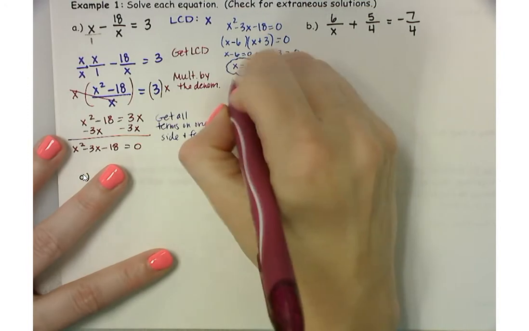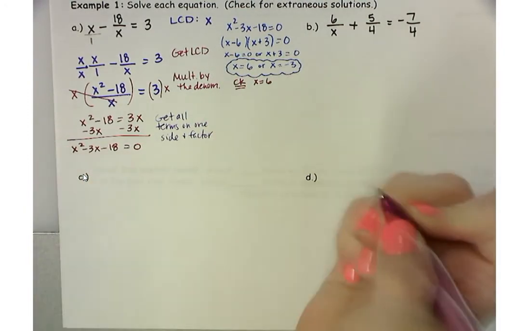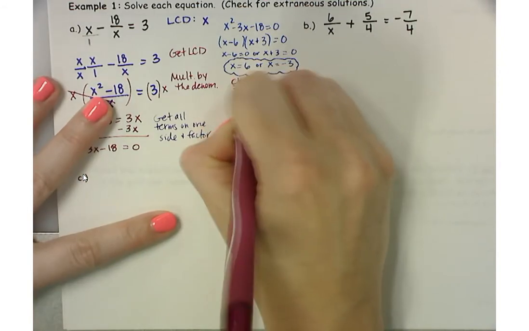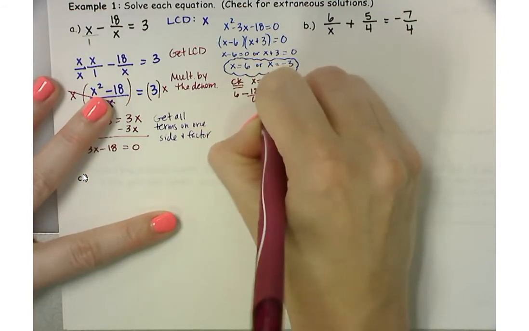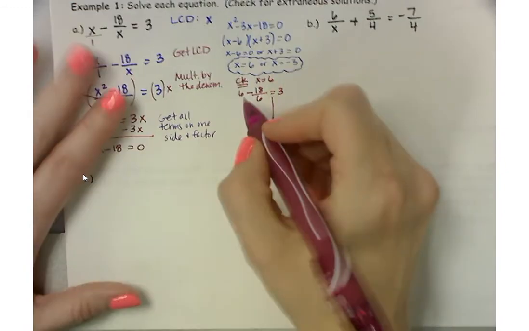When you write out the check, you're just solving this one side of the equation. 18 divided by 6 is 3. 6 minus 3 is 3. Yep, those are going to be equal. And then we're going to do the same thing with x equals negative 3.